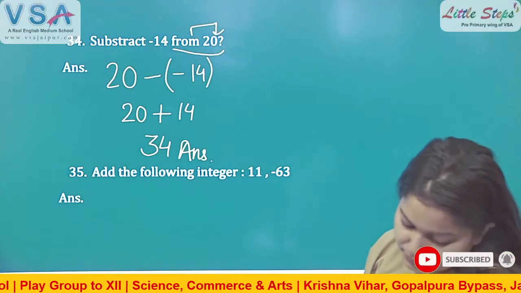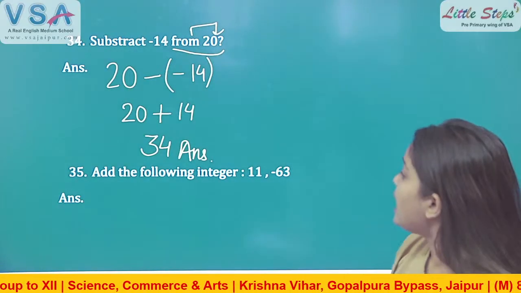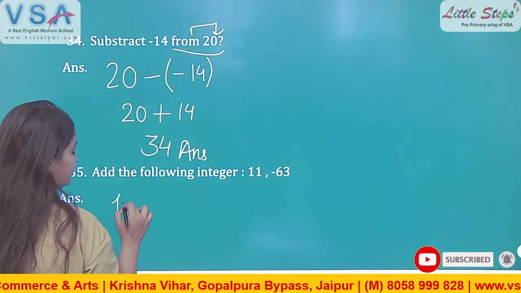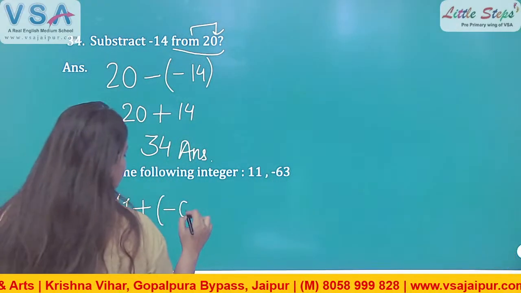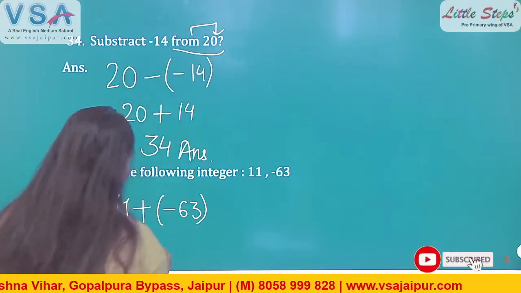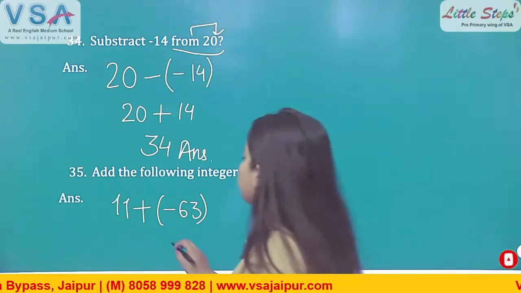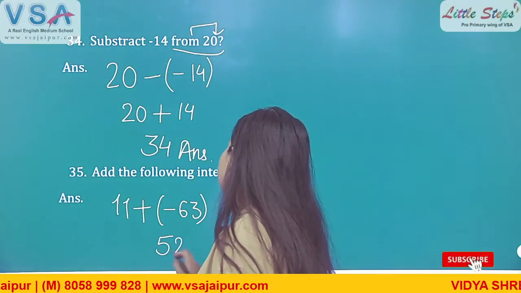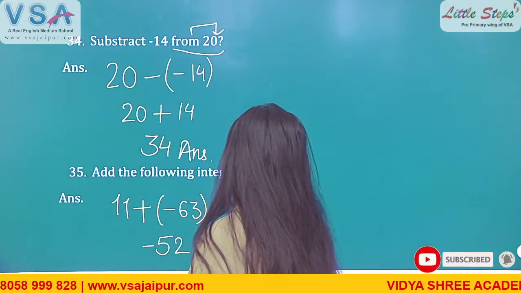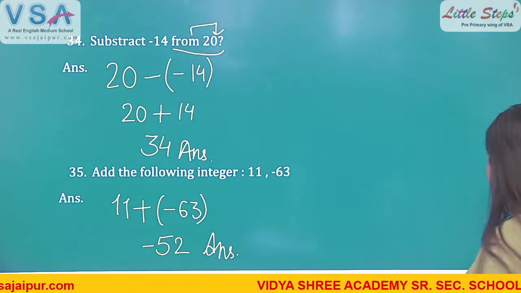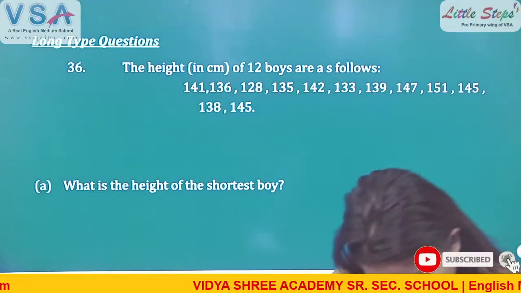Clear? Next, add the following integers. We need to add the numbers. We have 11 plus minus 63. Plus minus will automatically become minus. We need to subtract them. We have 52 and the sign will come negative. Minus 52 is the answer. Moving on to the next question.